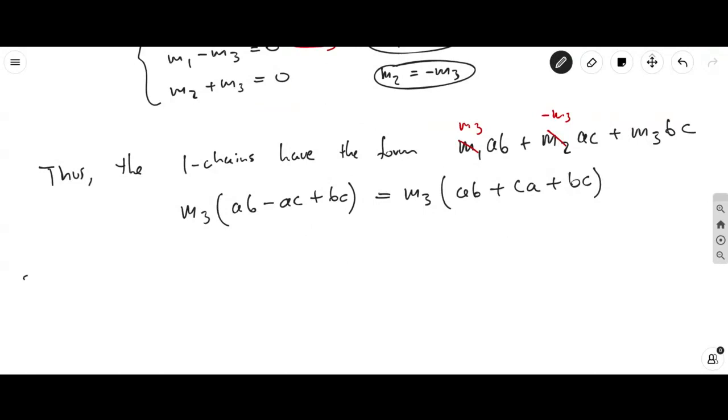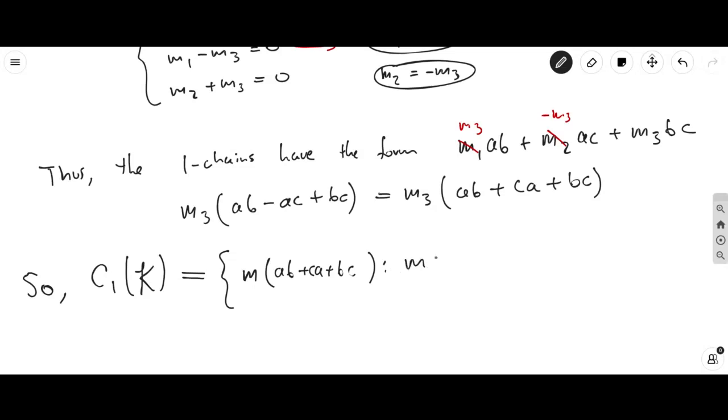So this shows that the group of one-dimensional cycles is equal to M multiplied by the following cycle, where this coefficient M is an integer. In particular, this group is isomorphic to the group of integers, because that's the cycle that generates it.